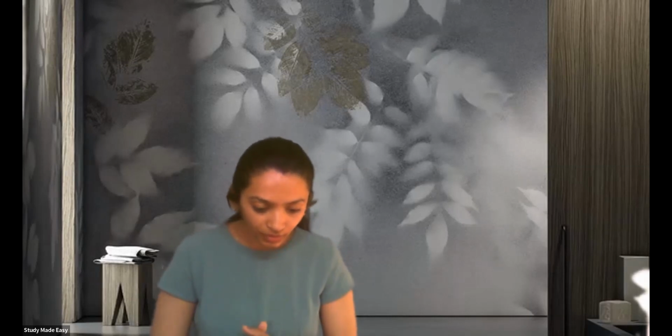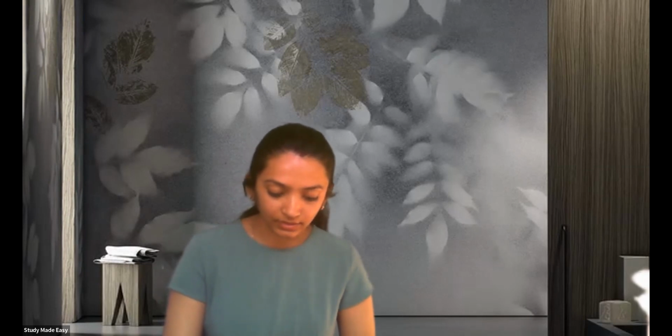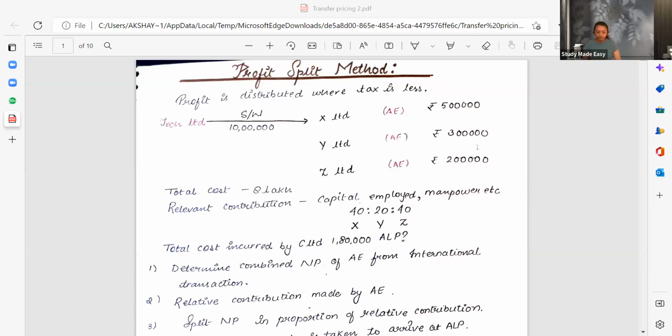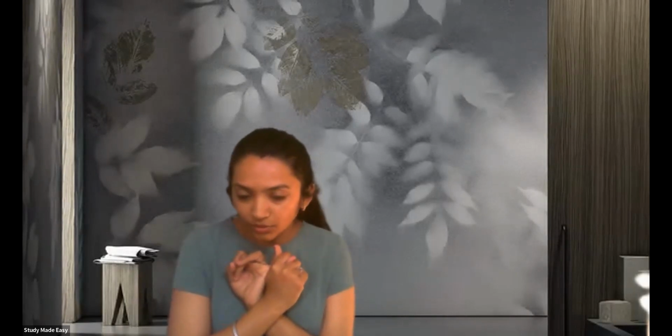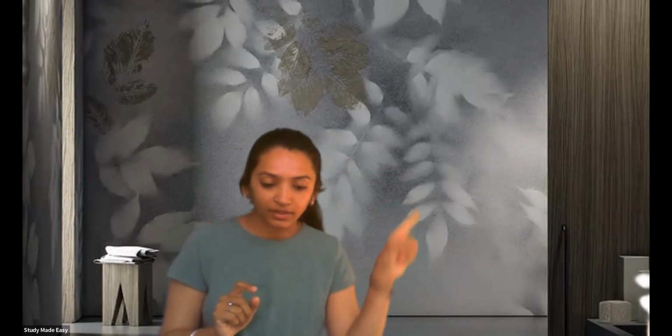Right? Yes, correct, Kumar. Now we are going to start. Apart from this, we have done comparable uncontrolled price method. Pay attention here. In 10 minutes, I will be revising what we have done yesterday. Point number 1. When it comes to international transaction, the first chapter we have started is transfer pricing. In transfer pricing, point number 1, there should be an international transaction.